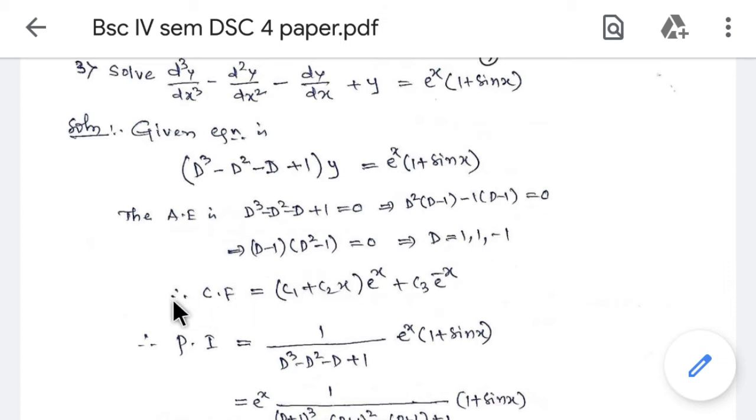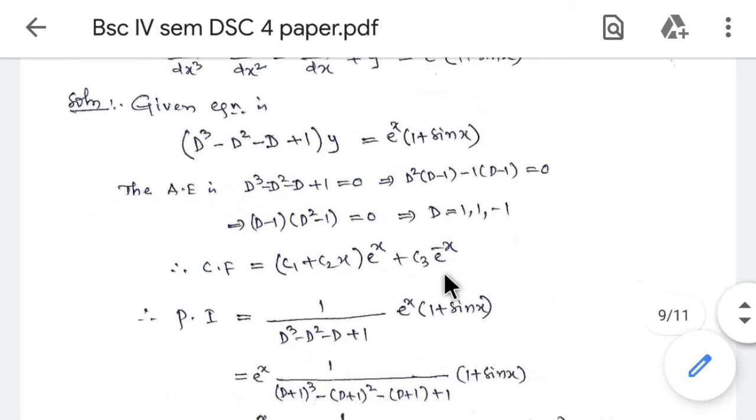Therefore the complementary function you can write like this. Complementary function equals, for the repeated roots, c1 plus c2 x into e raised to x, plus, for the non-repeated root, c3 into e raised to minus x.